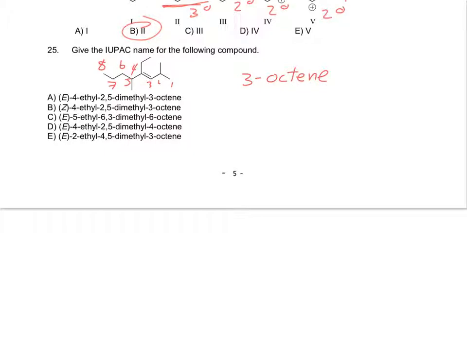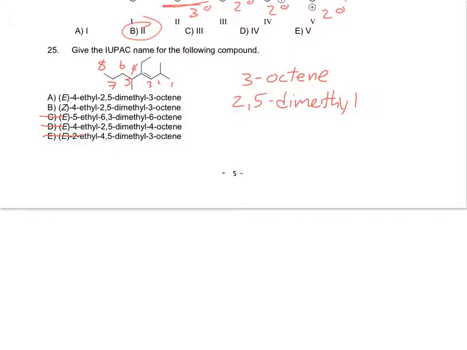And so that can cross off some of these for us. C and D are not 3-octenes. A, B, and E are. And then we have a 2-methyl, a 5-methyl. So 2,5-dimethyl. Which of these has 2,5-dimethyl? Well, E does not, so we can get rid of that one. So these are both 4-ethyl, 2,5-dimethyl, 3-octene.